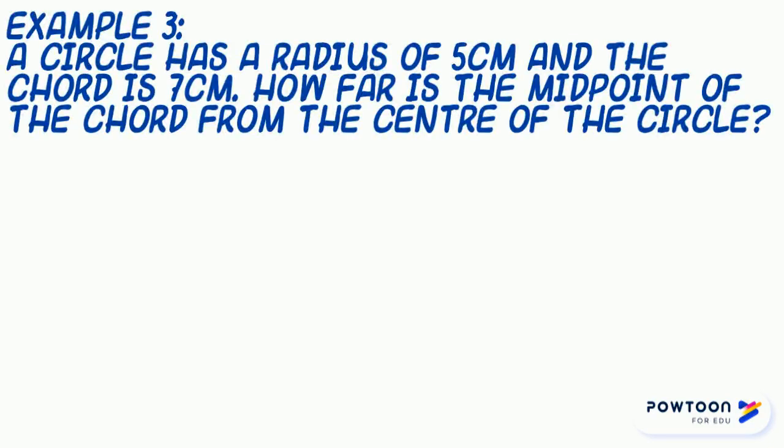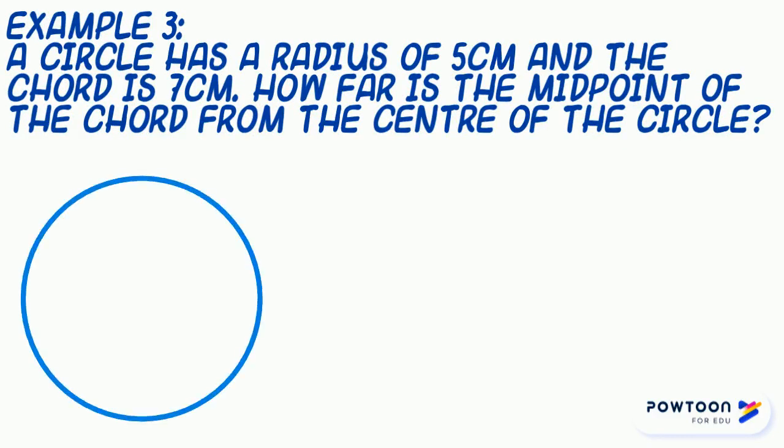In example 3, we're told that we've got a circle with a radius of 5 centimeters and we've got a chord that is 7 centimeters. We're looking to figure out how far is the midpoint of the chord from the center of the circle. Again, we need to actually draw this. You should remember that that will form a right angle between the center and the chord.